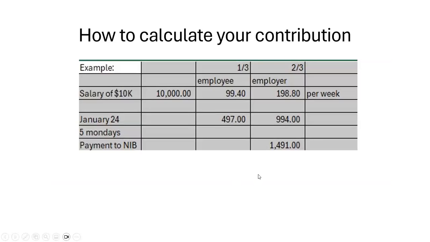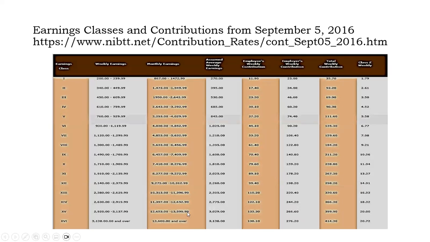Here's an example. Now, it is said that the employee is supposed to pay 1/3 from their salary and the employer 2/3 on behalf of the employee. So your salary, let's say it's $10,000. Now, how do we know which of the figures we have to use? Let's go back. This person in the example is in between 9,273 to 10,312.99. So this is the bracket that the $10,000 earner has to look at.